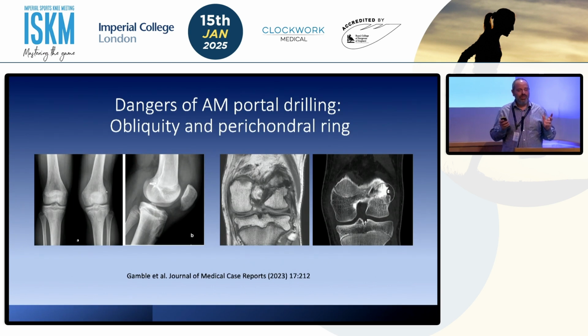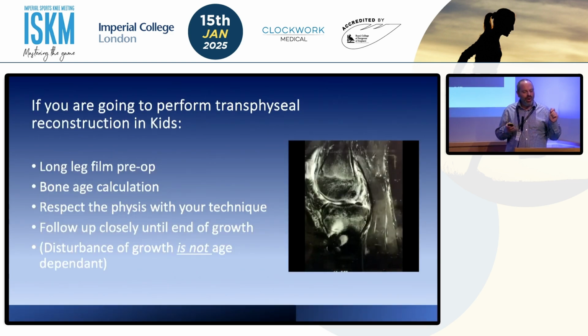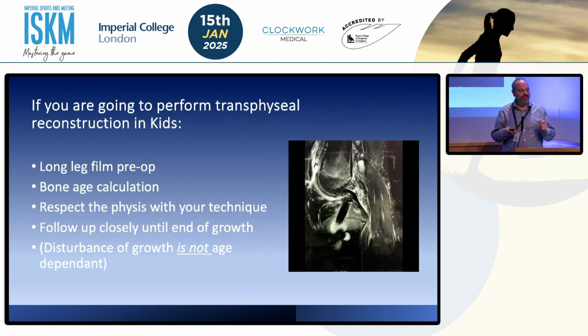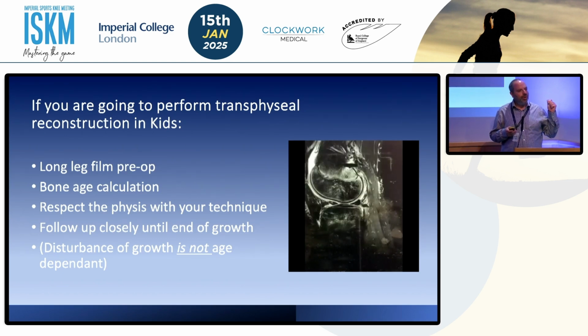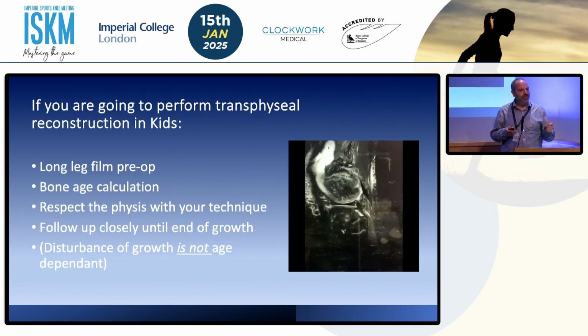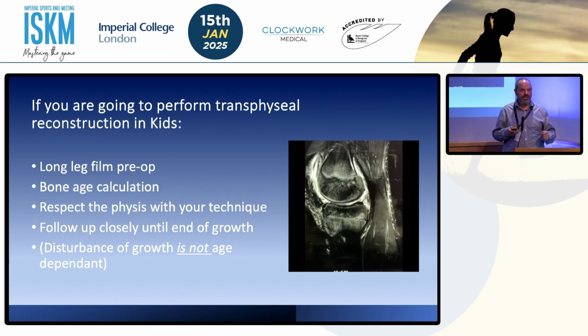So the key thing to remember is that the more horizontal your tunnel is, the more physis you're going to take away, and also the closer your fixation on the femur is going to be to the perichondral ring. And we know those are things that can lead to failure. So if you are going to perform transphyseal reconstruction in kids, do the things that the BOSE guideline tells you. Perform a pre-op long leg film to assess for deformity. Calculate their bone age. It's important to know how much growth they've got left.